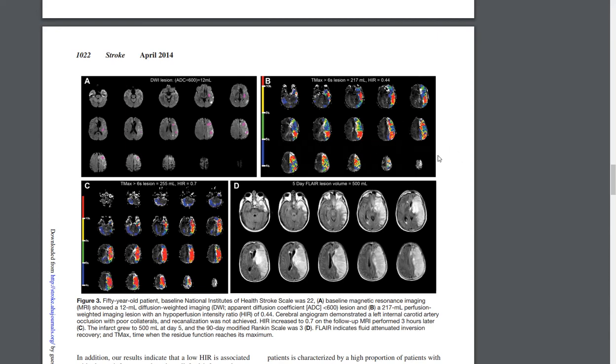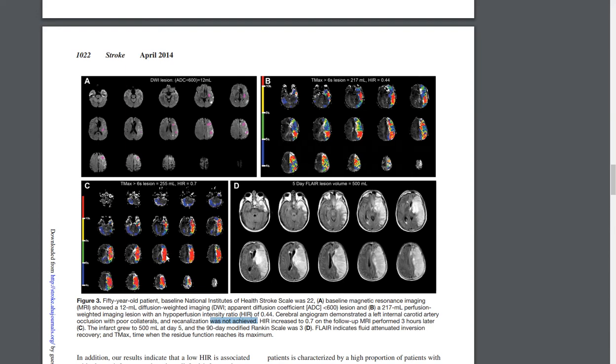After this study, they did a regular cerebral angiogram, which showed poor collateral, and recanalization was not achieved. They had a follow up MRI 3 hours later, which showed even more, basically pretty much all the area of hypoperfusion is longer than 10 seconds. Therefore, they go hand in hand.